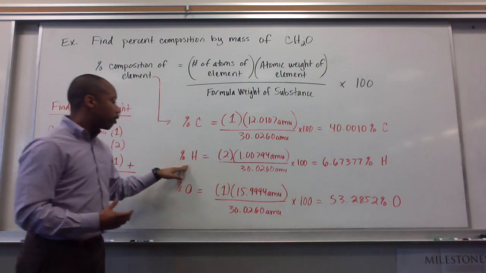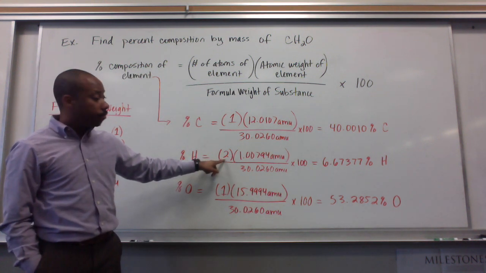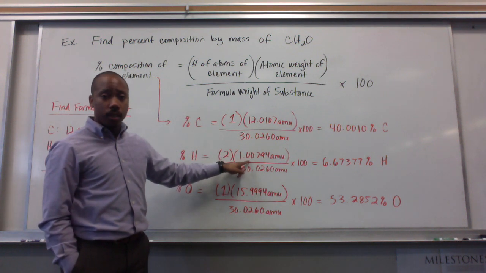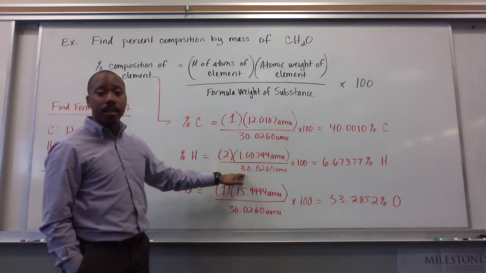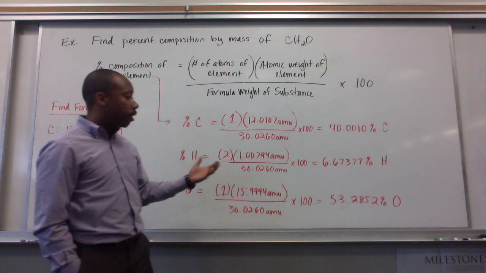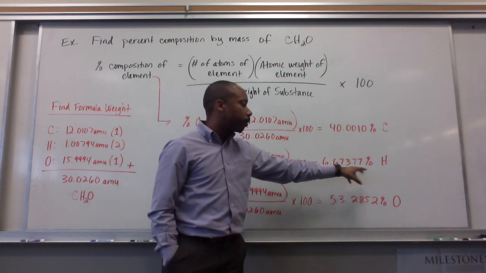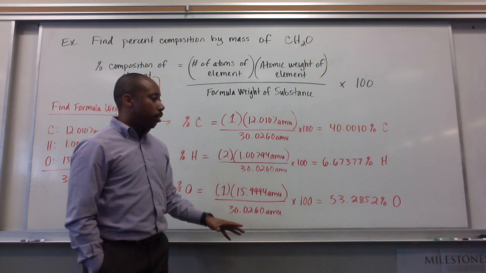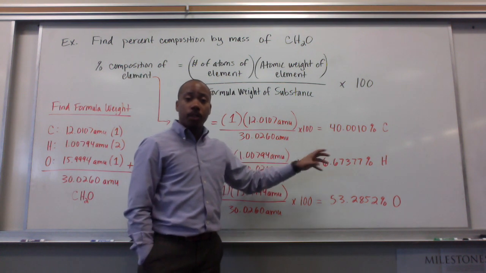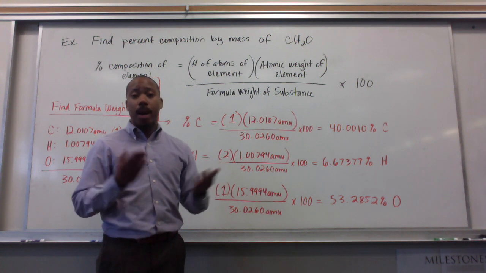Now, for hydrogen, I have 2 atoms of hydrogen, multiply it times the atomic mass of hydrogen, divided by the total mass of my compound, or my chemical formula. Multiply that times 100, and I get 6.67377% hydrogen. So a little over 6% of my total mass of my compound is from hydrogen.